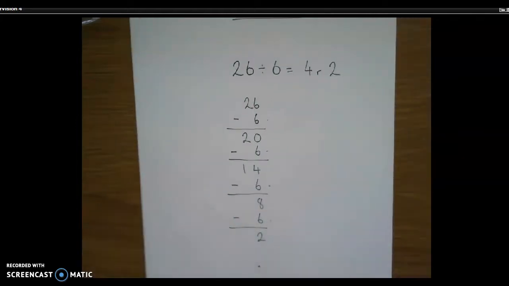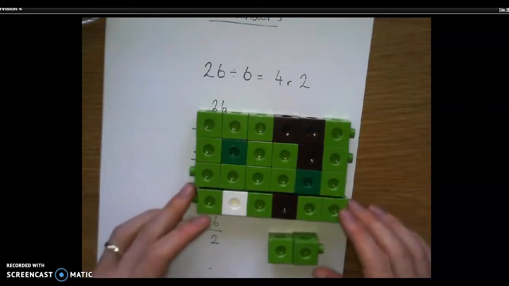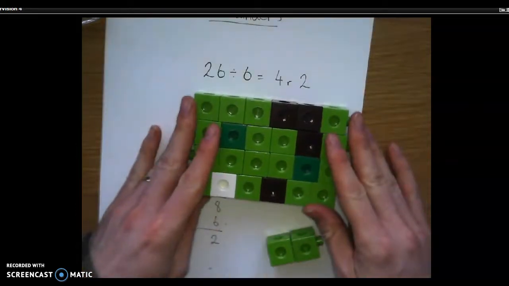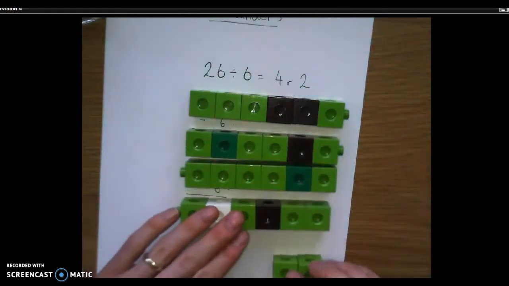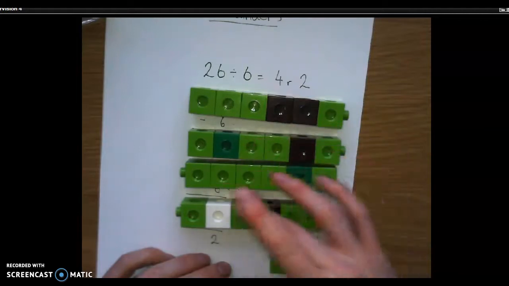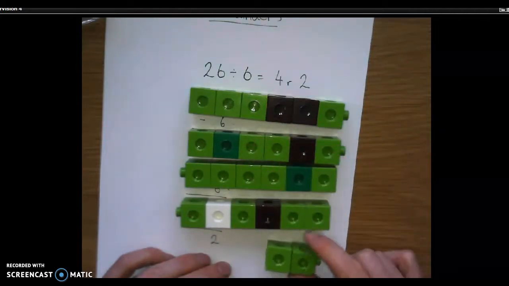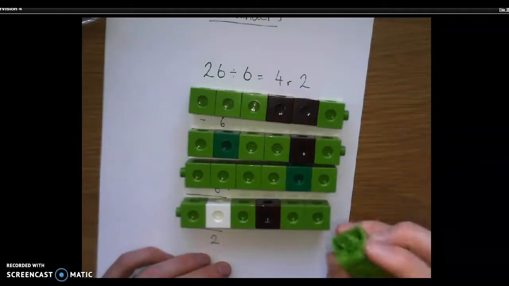Again, let's have a look at that visually. With our blocks, 24, 25, 26. So we can see here, 26 divided by 6, there's a group of 6, there's a group of 6, there's a group of 6, there's a group of 6, with 2 left over. So there's 1, 2, 3, 4, remainder 2, with 2 left over here.